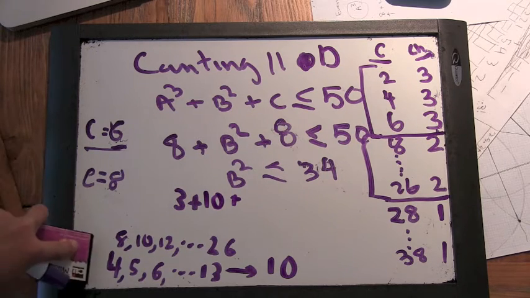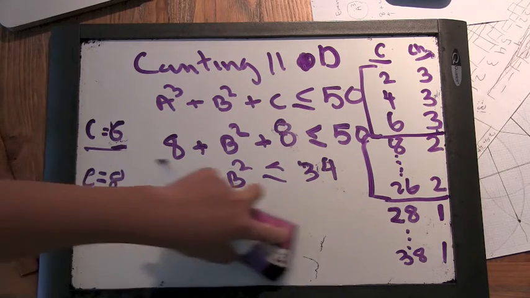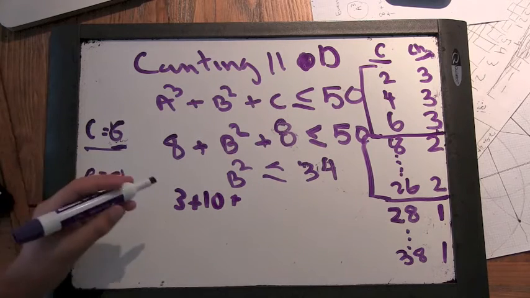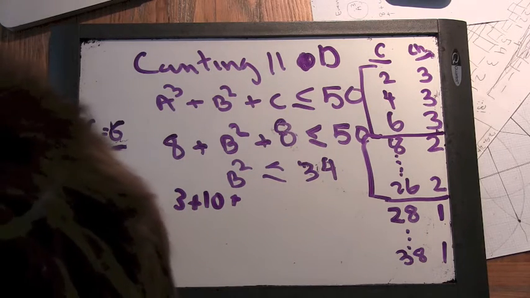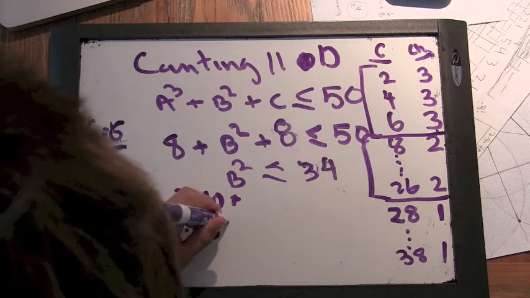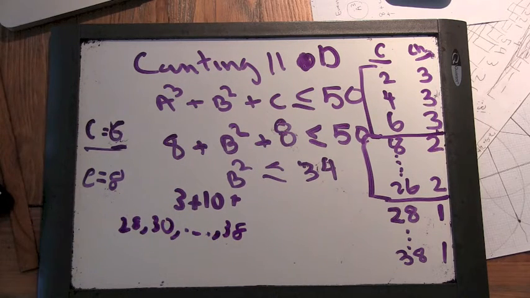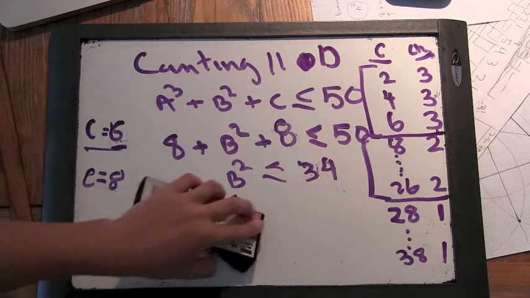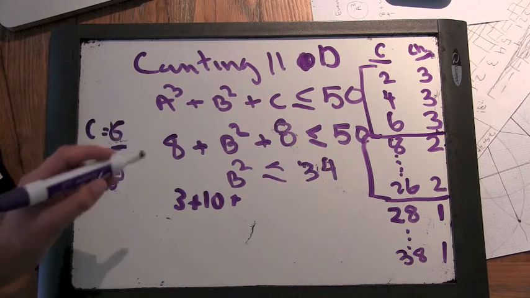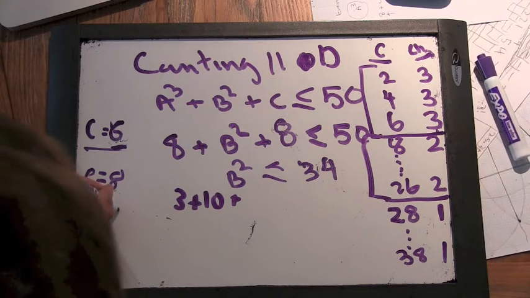We have 28 to 38 now. Well, this one's close enough that we could just count. We have 28, 30, 32, 34, 36, 38. Okay. 6 numbers. All right. How could we have seen that was 6 numbers your other way? Well, let's get some practice.